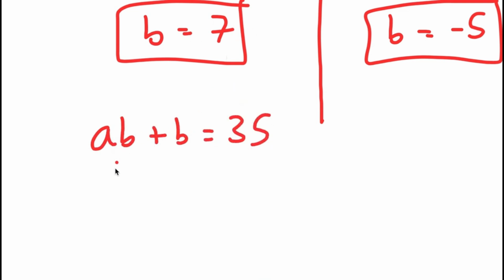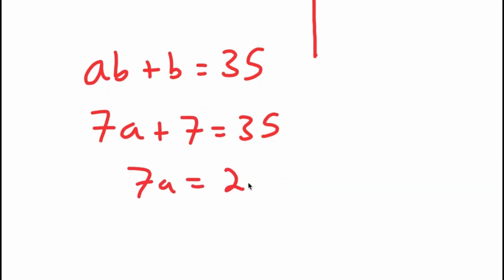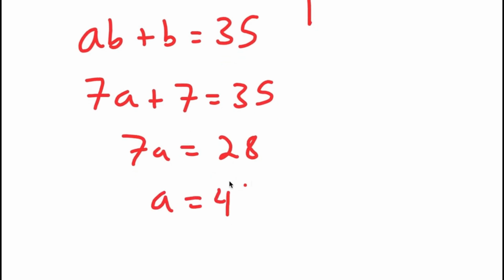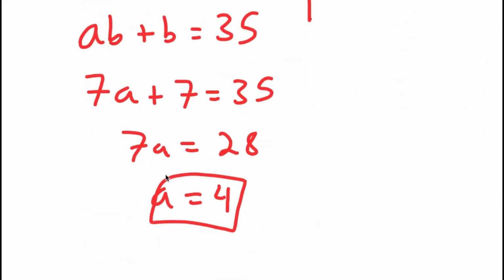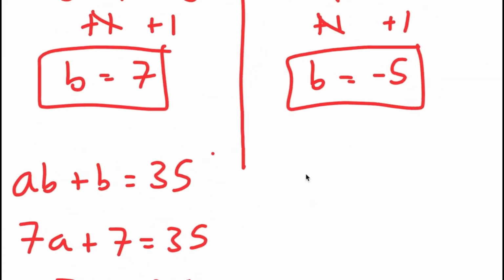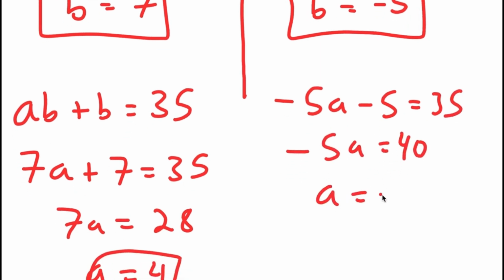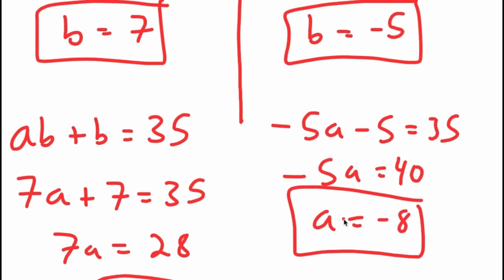If B equals 7, I get 7A plus 7 is equal to 35, meaning 7A is equal to 28, and A equals 4. So if A equals 4, then B equals 7. This is one solution to my system of equations. And now if B equals negative 5, I get negative 5A minus 5 is equal to 35, meaning negative 5A is equal to 40, and A equals negative 8. So if B equals negative 5, then A equals negative 8. So these are my two solutions.